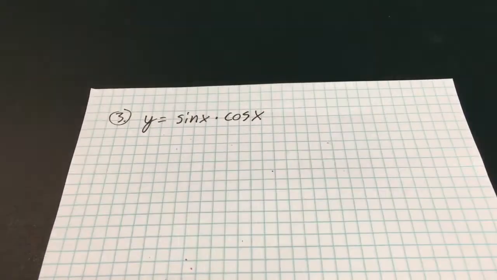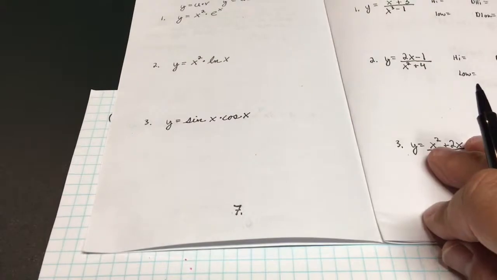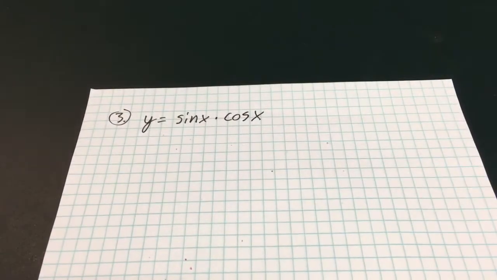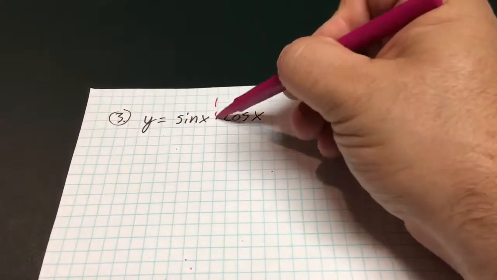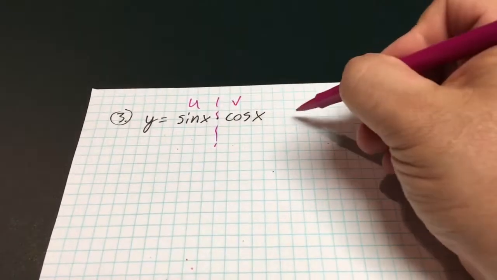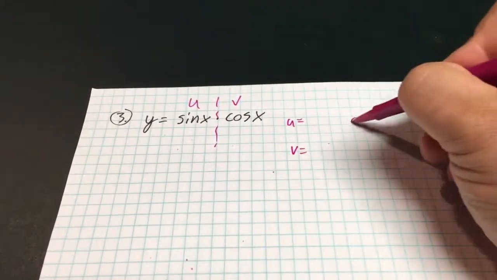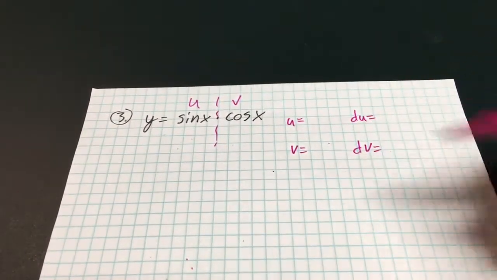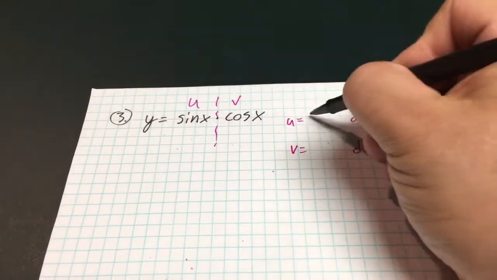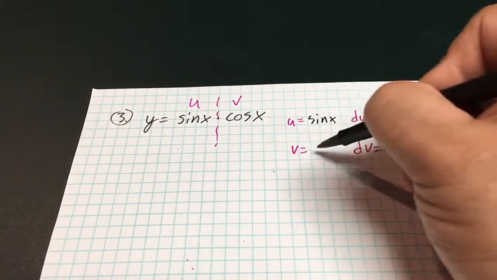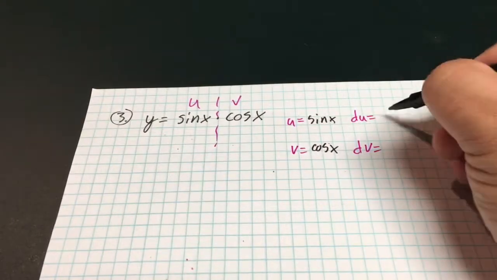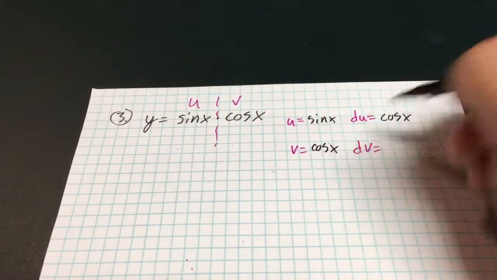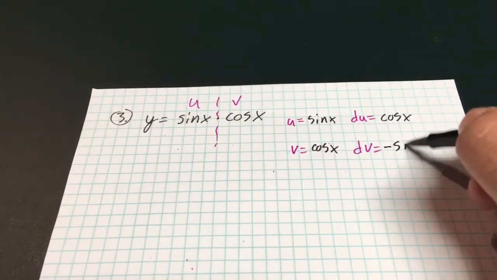Our third one from page 7, sine x cosine x. I'm going to split it down the middle, let this equal u, let this equal v. So u equals sine x, v is cosine x. The derivative of sine x is cosine x. And the derivative of cosine x, don't forget, it's negative sine x.